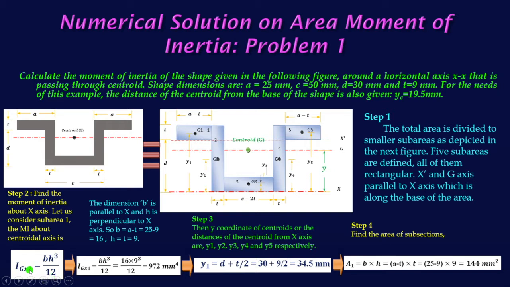So this Gx1 is about the Gx1 axis, which means about the centroidal axis. So where is the centroidal axis? The axis that is passing through the centroid. Where is the centroid? This is the centroid. If the axis is passing through this, then this is Gx1. Then this is equal to base cubed by 12.